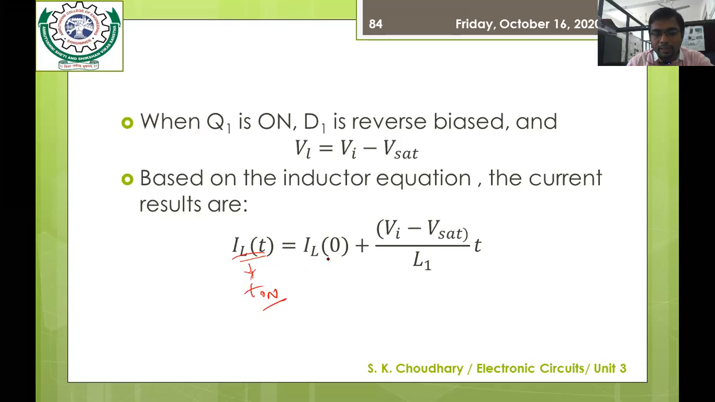So the inductor current at the steady state, when we have not started to calculate the timing, is nothing but the voltage across it, that is VI minus VSAT, upon the inductance L1, multiplied by T, which here is nothing but T on. Okay, so the current is linearly increasing, which is also understood from this equation. We will verify this through the waveform discussion.